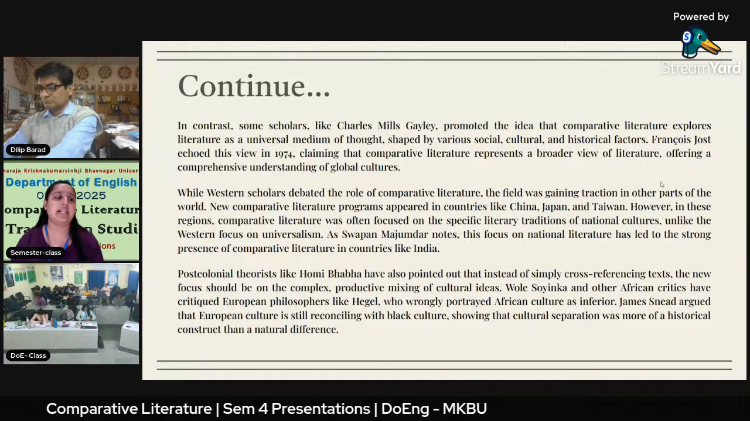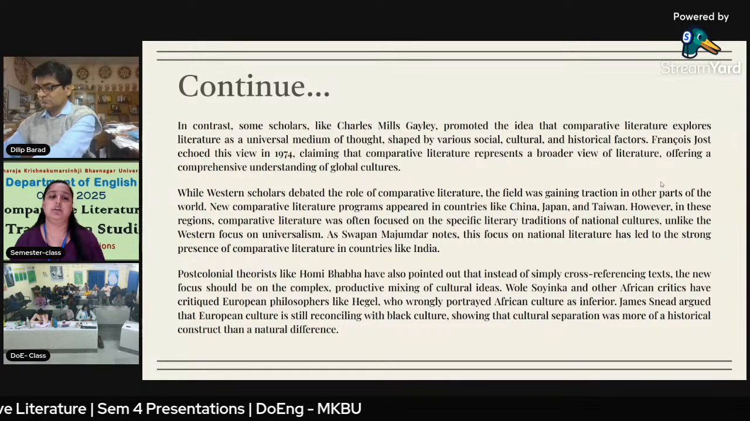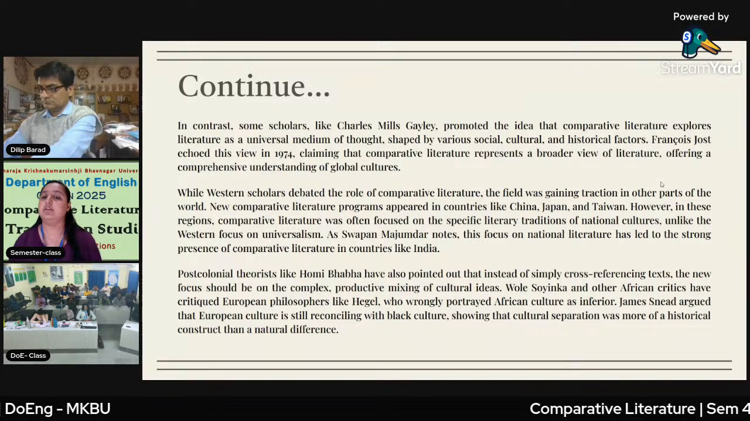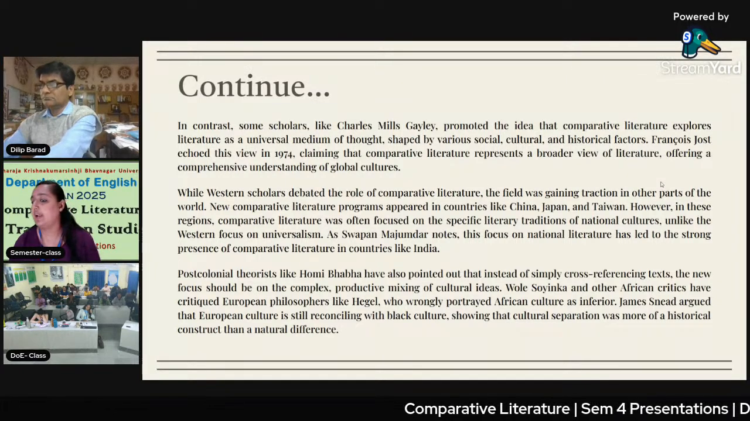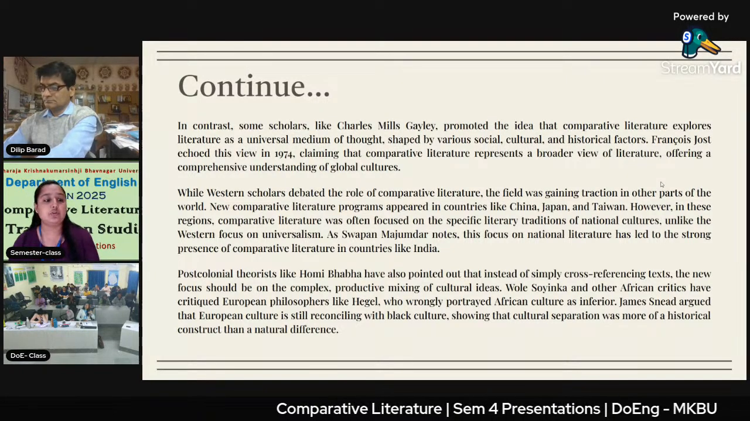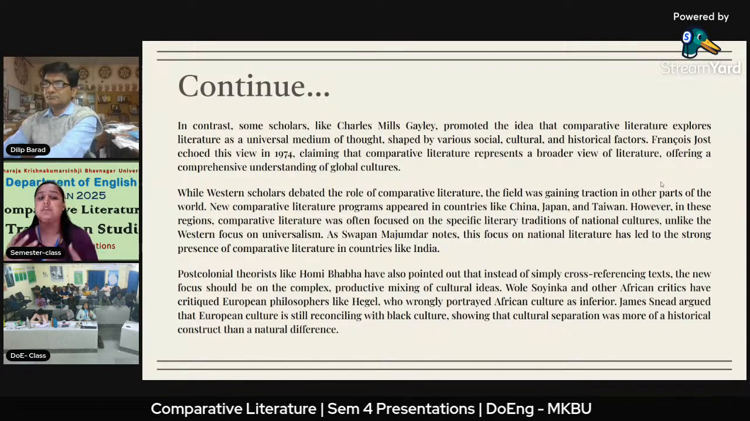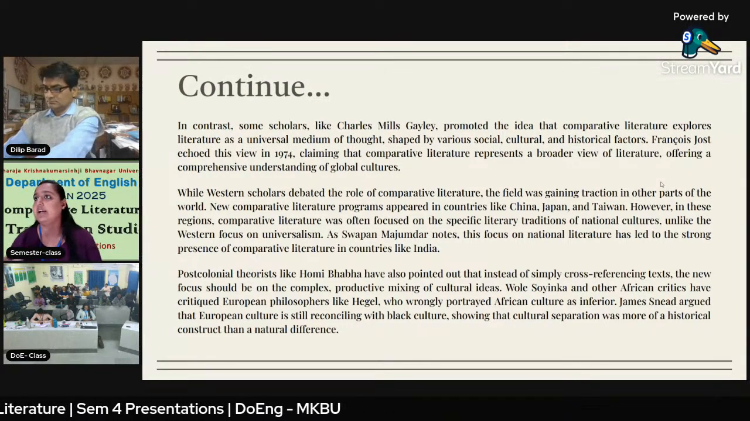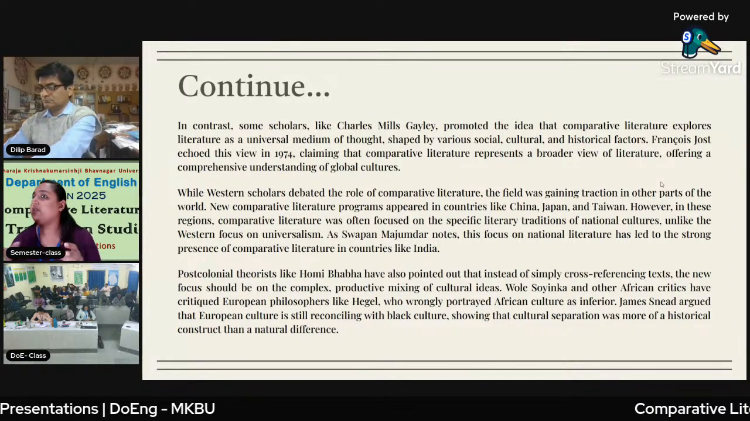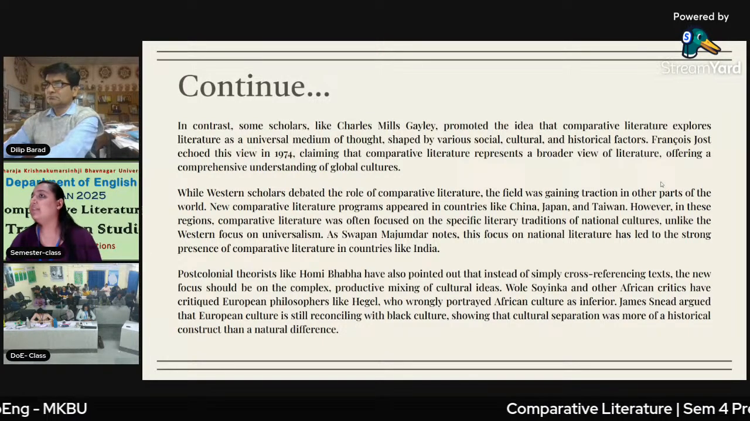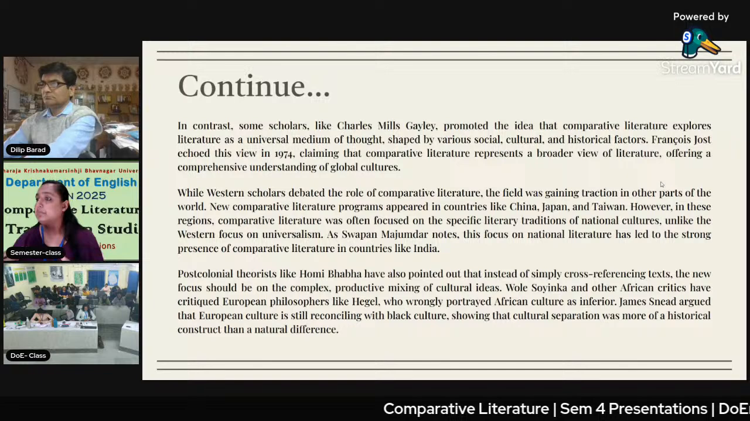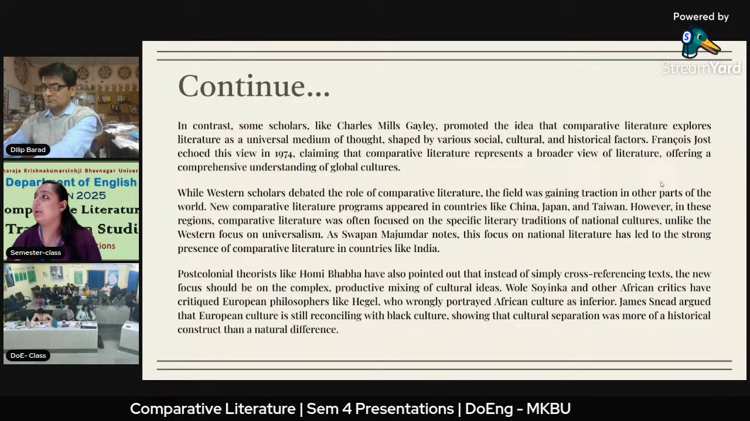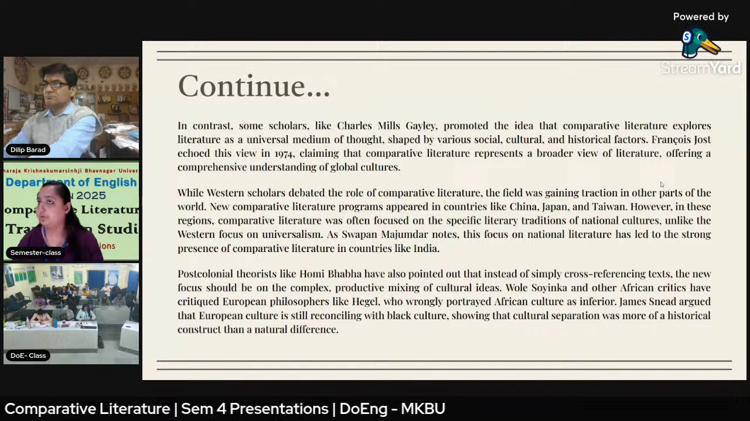Unlike the Western focus on universalism, as Swapna Majumdar notes, the focus on national literature has led to the strong presence of comparative literature in countries like India also. So we can say that comparative literature is not something we can put in one country or one space.